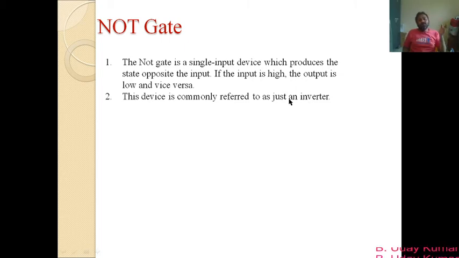What is the meaning of inverter? Whatever the input that you give, you will get an output which is opposite to the input, or which is inverse to the input, and hence we call it as inverter gate. That is mentioned here, so please check it out. If the input is high, the output will be low, and if the input is low, the output will be high. So you can observe here, whatever the input that you give, the output will be quite opposite to that, inverse to that. And hence we call this gate as inverter gate.